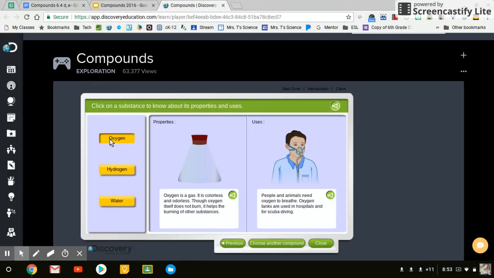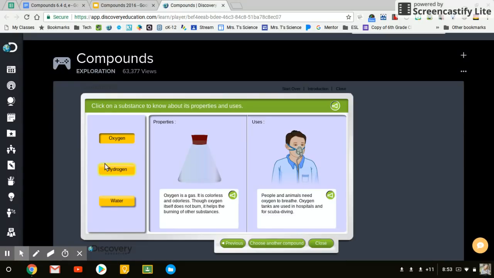So, as we look at oxygen, it's separated off into properties and uses. So let's read properties. Oxygen is a gas. It's colorless and odorless. Though oxygen itself does not burn, it helps the burning of other substances. That's what you would put in properties. You're welcome to bullet point it, number it. Just try to have at least 2 reasons. Uses. People and animals need oxygen to breathe. Oxygen tanks are used in hospitals and for scuba diving. So that's what you would be filling out in that first column.